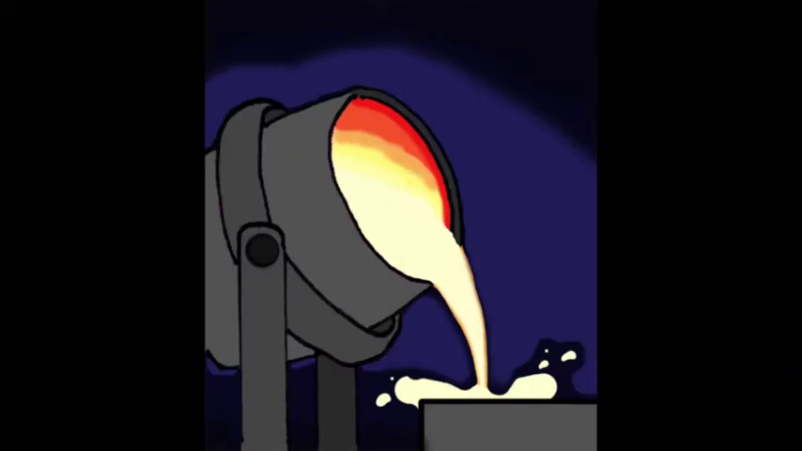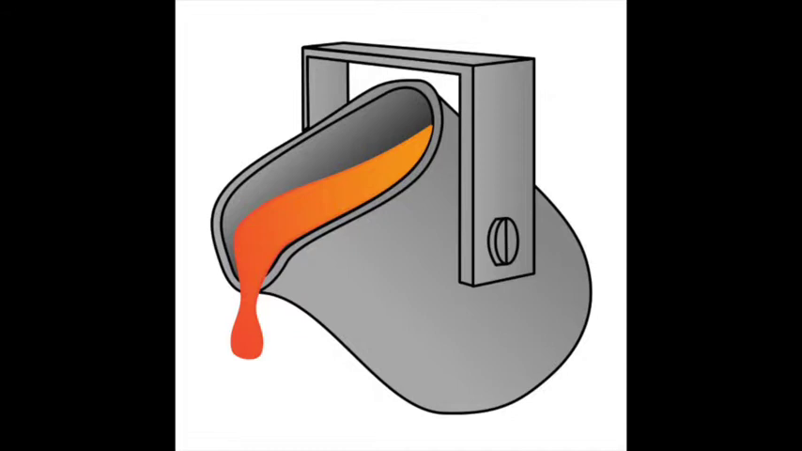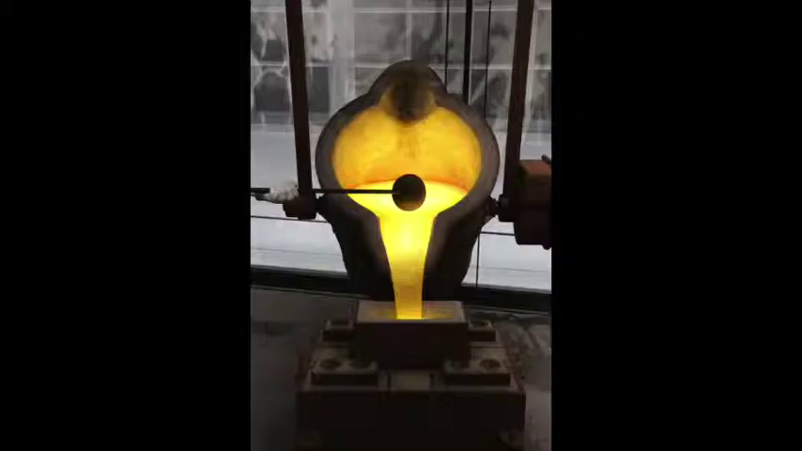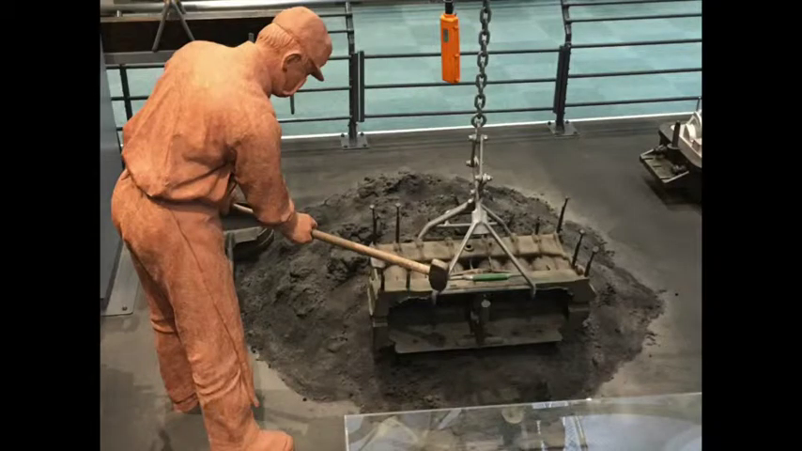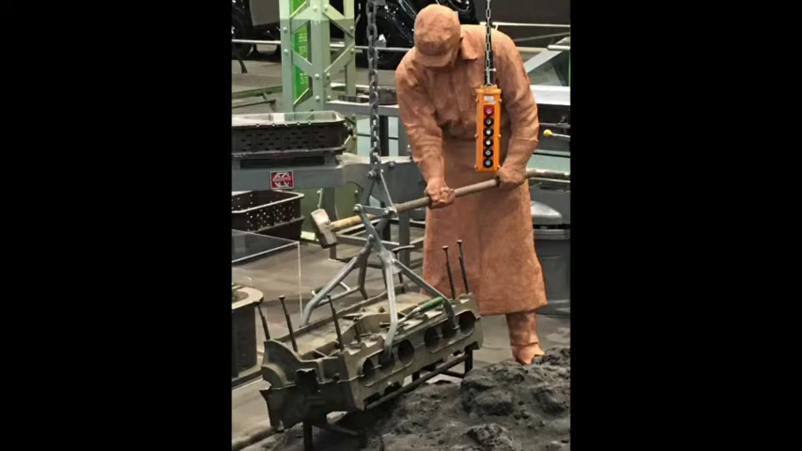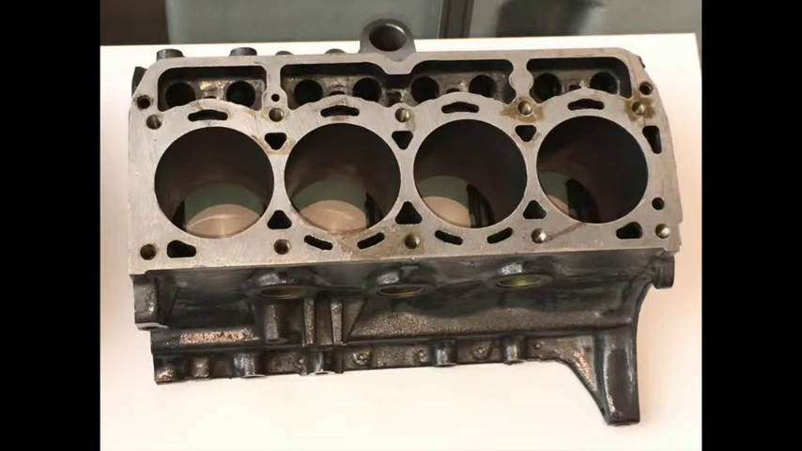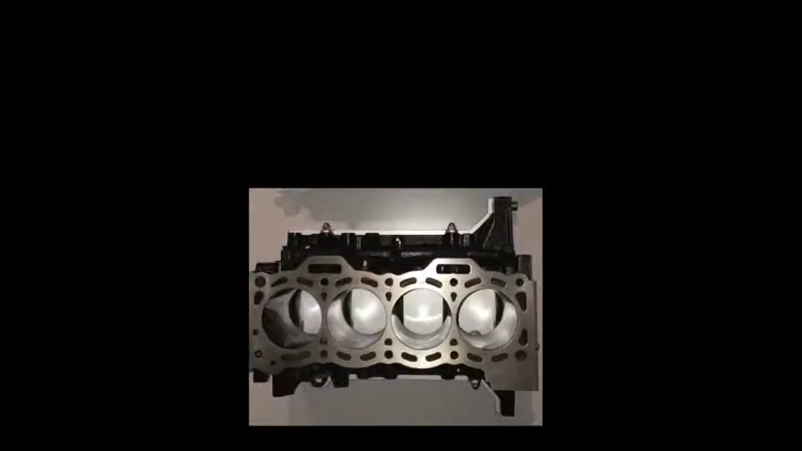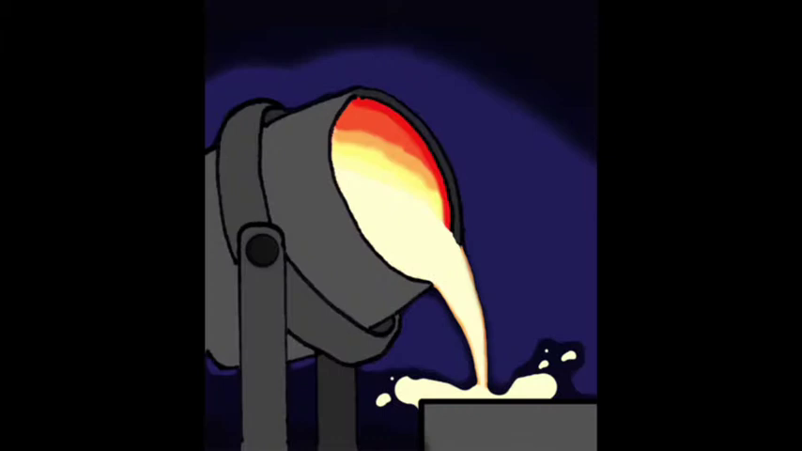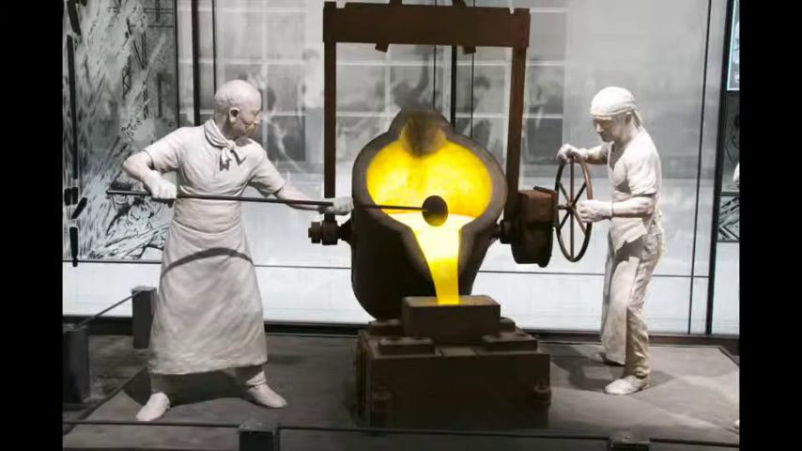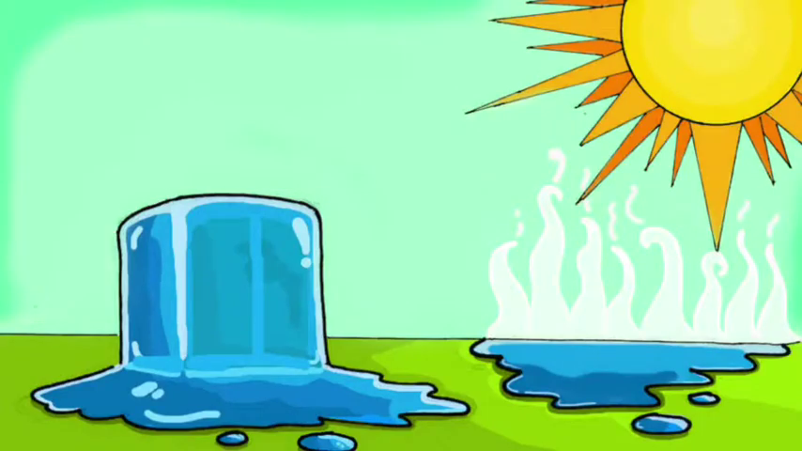Pour or cast very hot liquid metal into a mold. The liquid metal cools into a solid shape. This makes the engine. The big holes are for pistons. Other holes are for cooling. The liquid metal has more heat, just like how water can be ice, liquid, or steam.